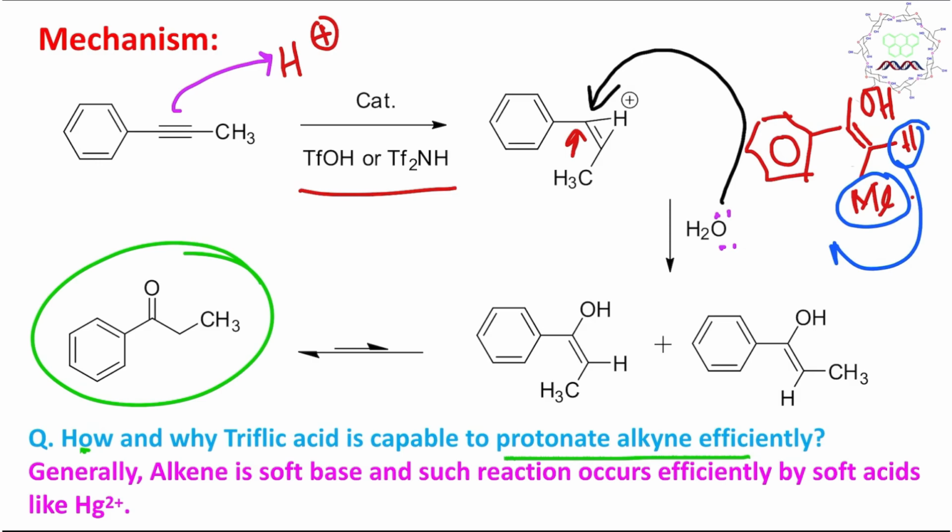By the way, you can say that sir, there is one phenyl group, it's electron rich with a pi electron cloud. That is true, but protonation on the phenyl group will destroy the aromaticity, meaning the aromatic stabilization. So please don't think from that point of view. Protonation will happen on the alkene efficiently because of the extreme acidity of this triflic acid or triflamide. That's why a catalytic amount is enough to carry out this reaction.